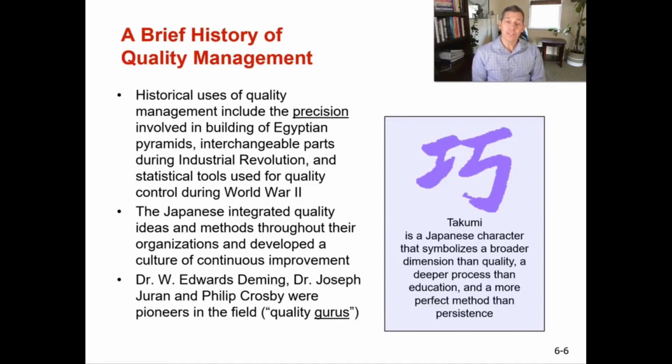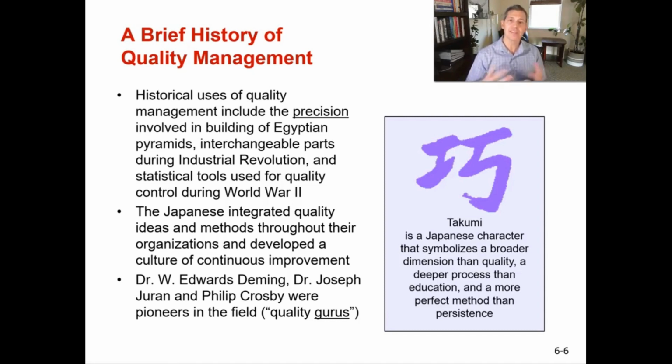Okay, let's pivot now a little and talk about the history of quality management. So historical uses of quality management, it's been around for a long time. Even when they were building the pyramids, they clearly had a quality management process. They used standardized tools and the same kind of blocks that were used for every single pyramid. So those things are still standing today. So they obviously had some high quality built into their process. But interchangeable parts during the Industrial Revolution, statistical tools that were used for quality control during World War II.